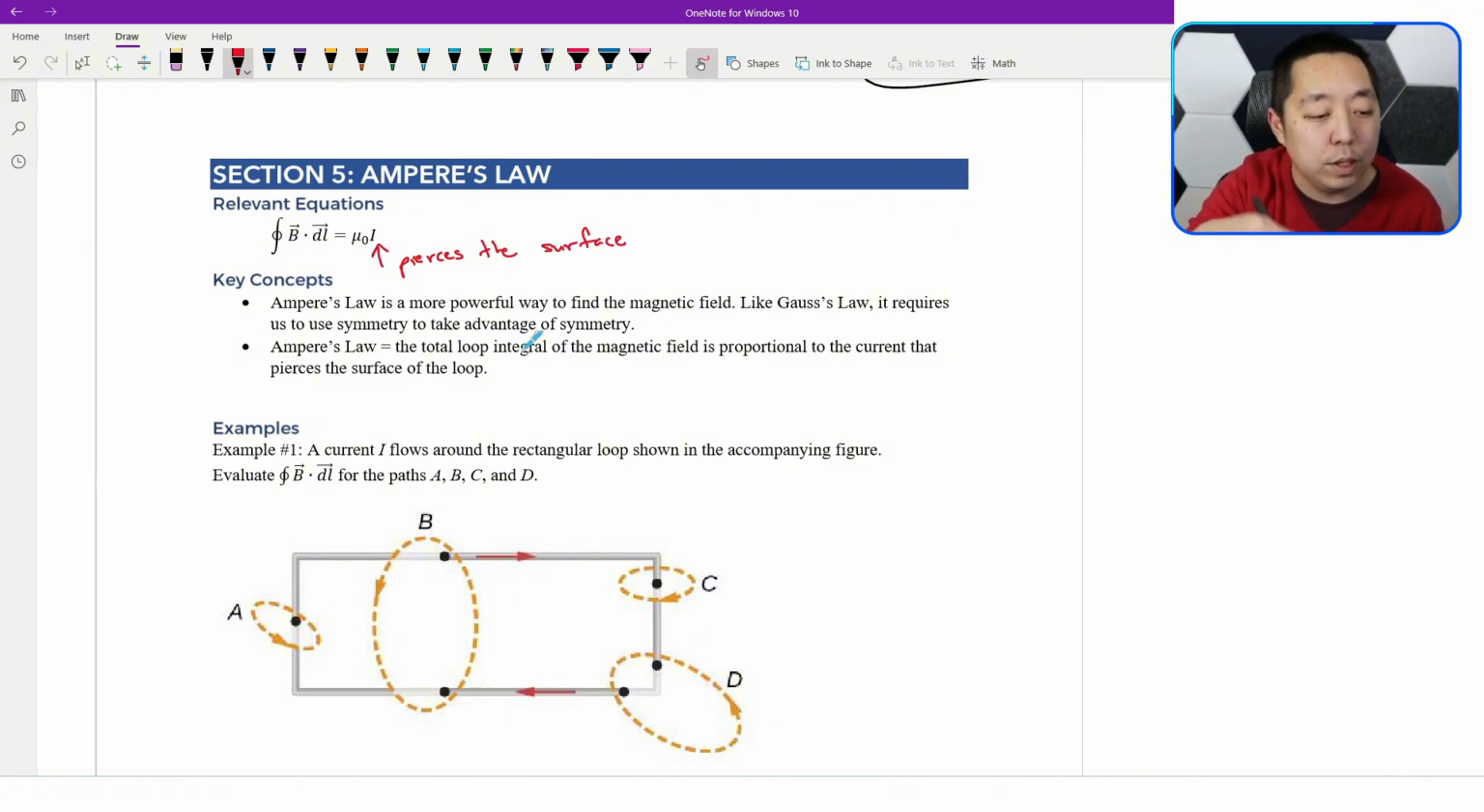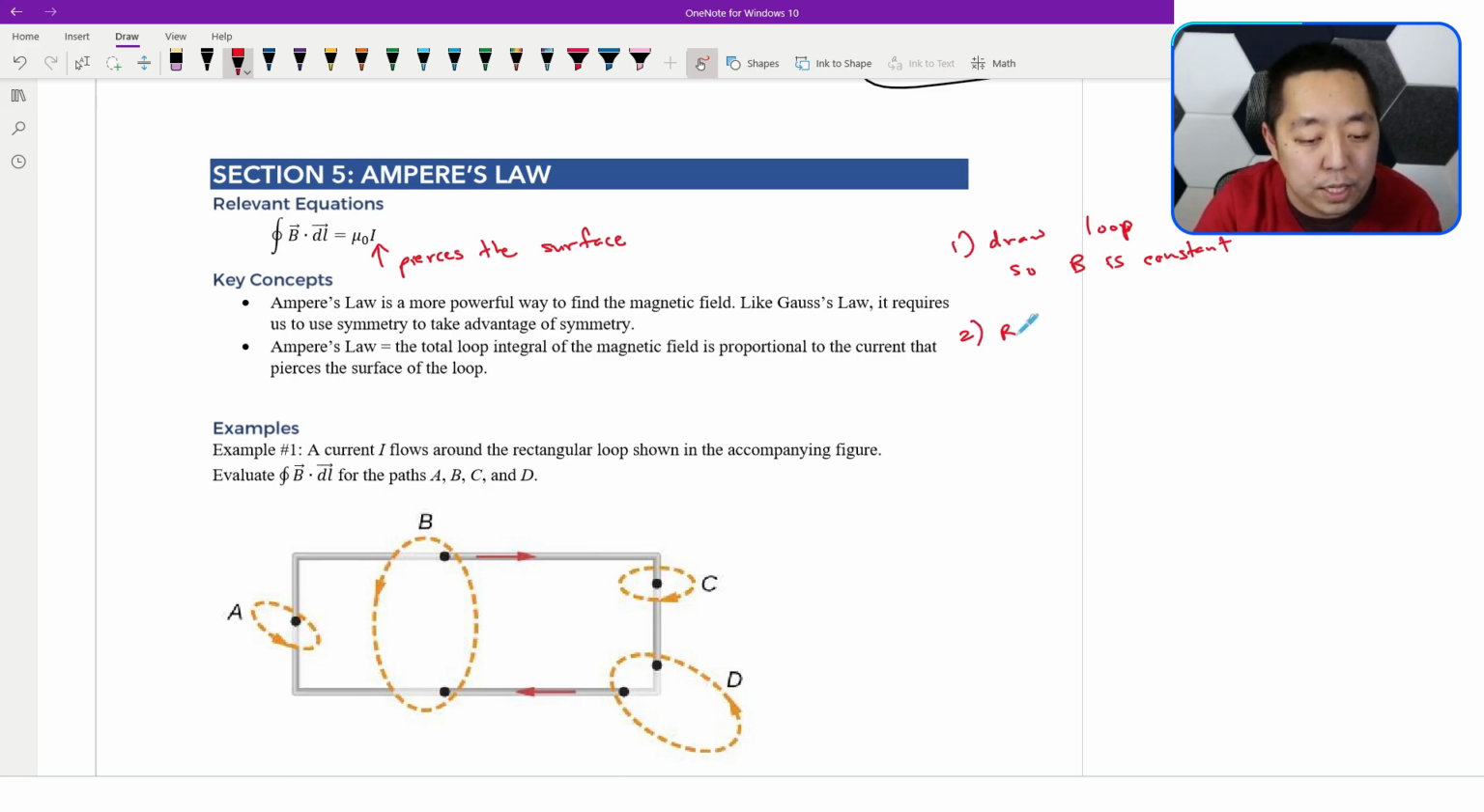So the idea is you're going to draw a little loop that follows the magnetic field. Ideally, you want B to be constant. Like Gauss's law, you want to draw a correct Amperian loop, ideally so B is constant. Then this integral becomes B times the length of the loop, because if B is constant, you're just integrating over dl.